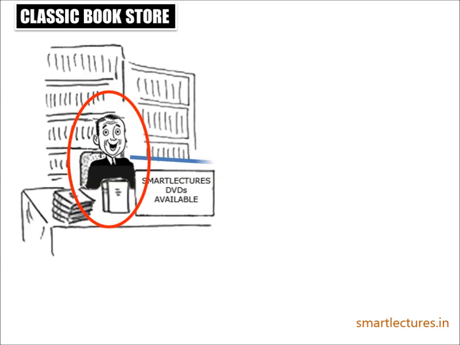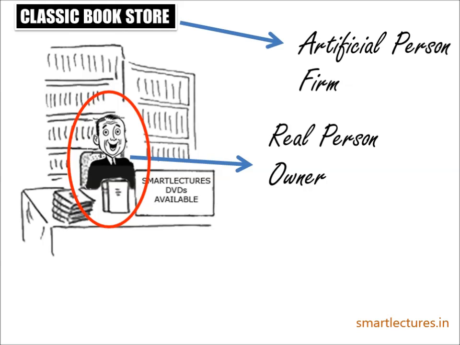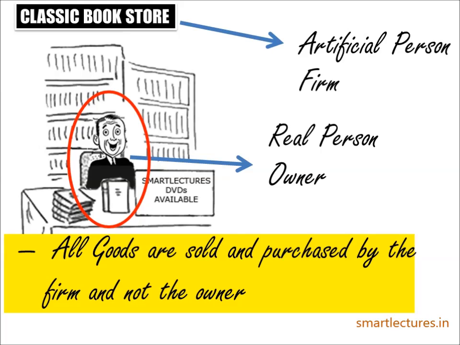A is the owner and Classic Bookstore is the firm. A is the real person and the firm is an artificial person. It means A brings cash from his home and delivers it to the firm, and then the firm keeps the cash for future transactions. If goods are purchased or sold, they will be sold and purchased by the firm, not A. Of course, actually A is helping the firm to buy and sell the goods. But in accountancy, all goods are being sold and purchased by the firm, not the owner. That's why it is called the separate entity concept.